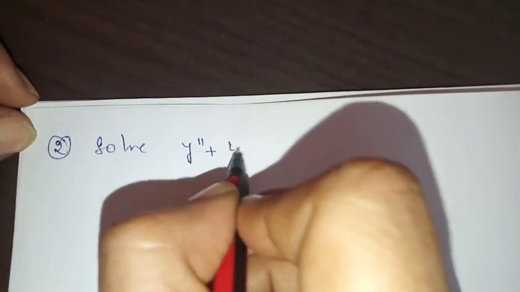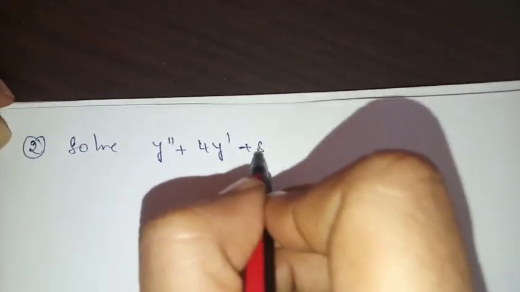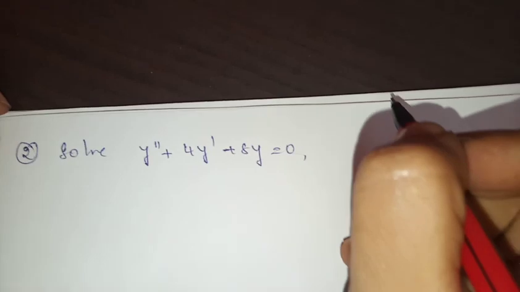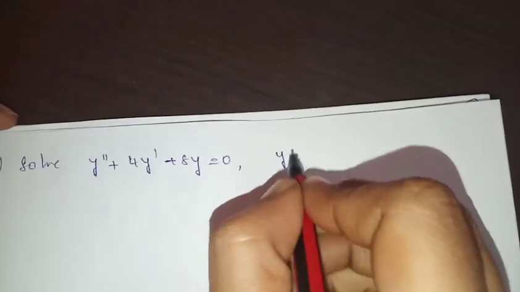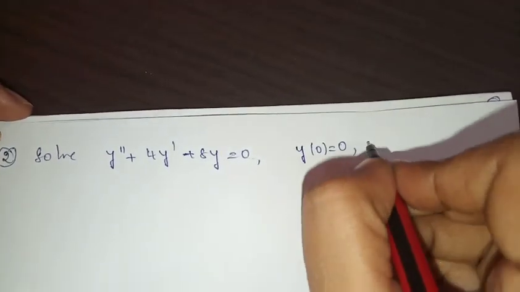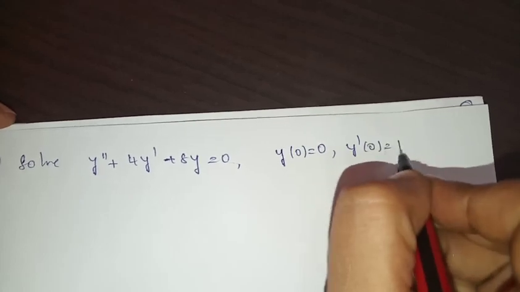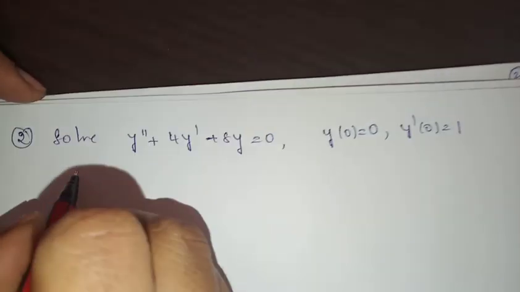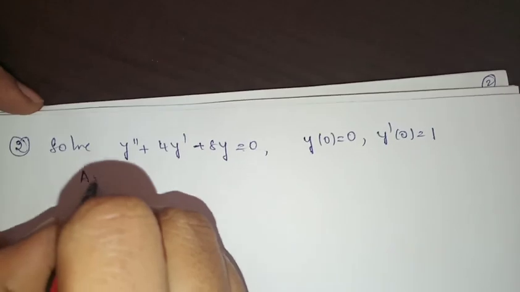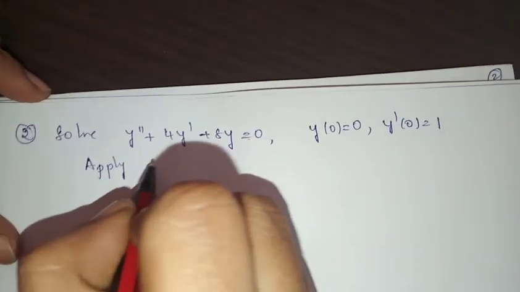Solve y'' + 4y' + 8y = 0. Because it is a second order equation, you have two conditions given: y(0) = 0 and y'(0) = 1. So first step, apply Laplace transform. Here the right hand side is 0, so the right hand side will be 0 only.